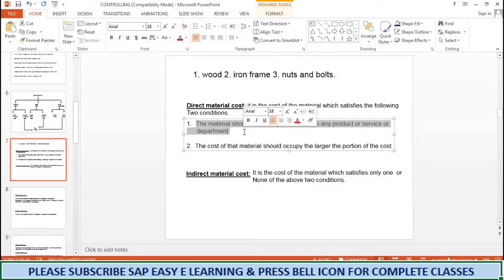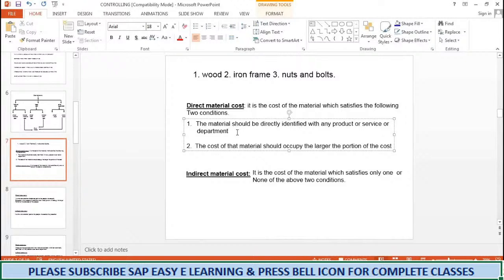But what is the proportion of the cost of the nuts and bolts to the total cost of the product? Very less. Hardly you might have used nuts and bolts worth of $1. But what is the total cost of the product? $100. So when compared to the total cost of the product, the cost of the nuts and bolts is very less. Second condition is not satisfied. So nuts and bolts is called indirect material cost.